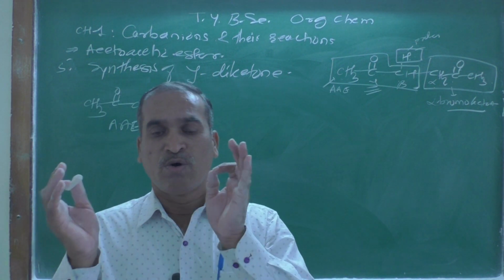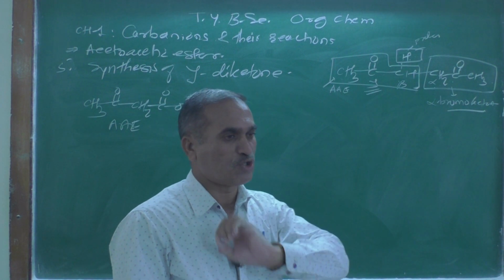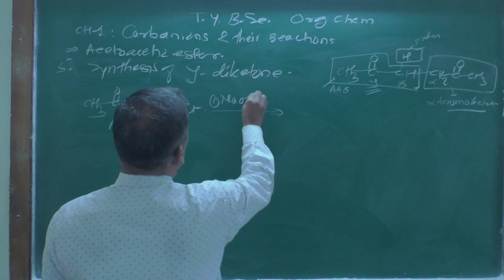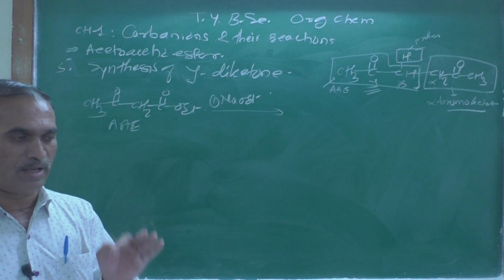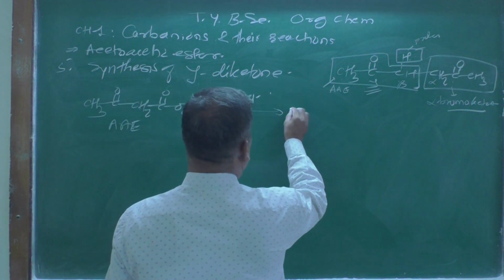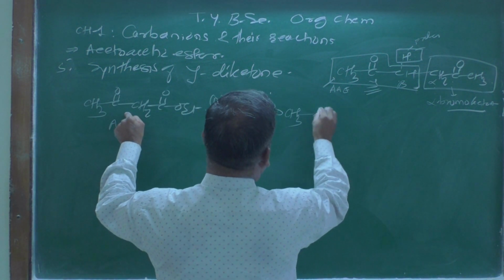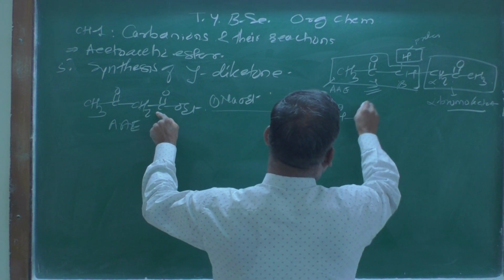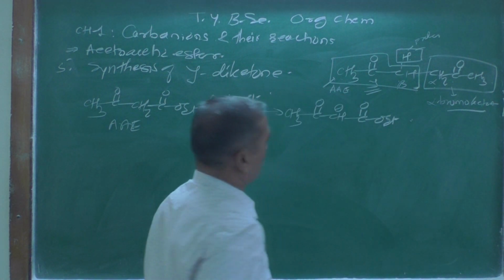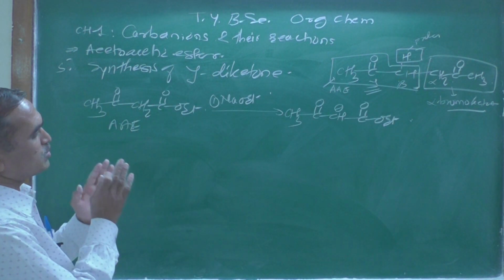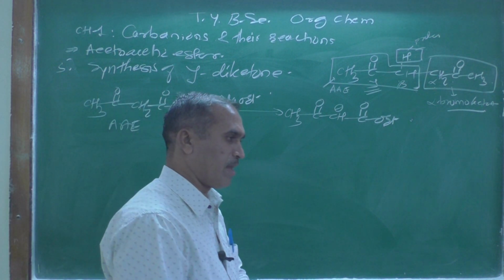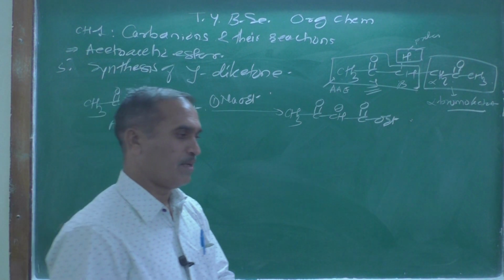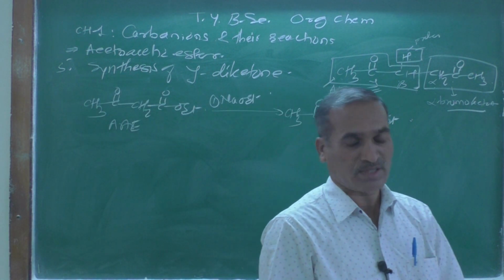And what is the first step? As usual, sodium ethoxide. Sodium ethoxide will attack the acidic proton, and you are going to get here CH3, C double bond O, CH minus charge, then C double bond O, OEt, right? Once you get this carbanion, it is well stabilized, because we have seen there are 4 factors which can stabilize the carbanion.